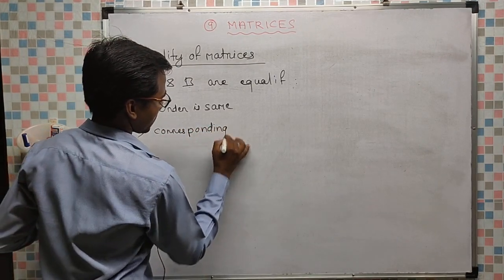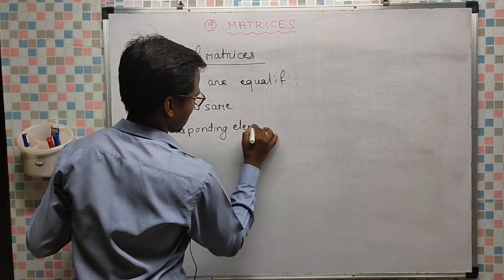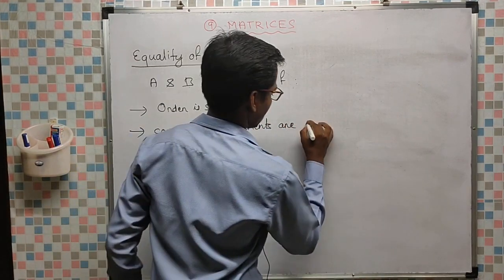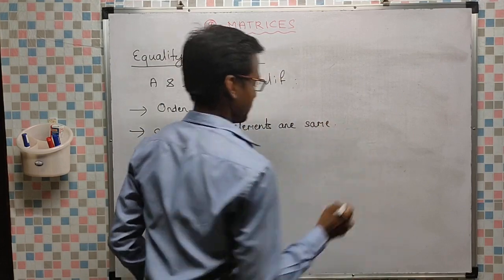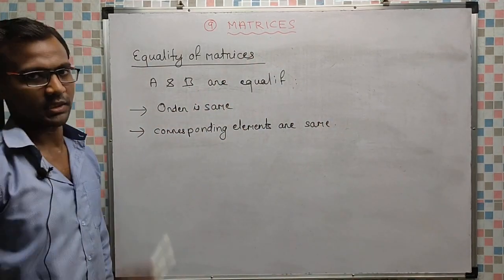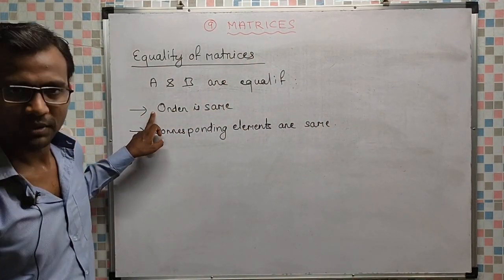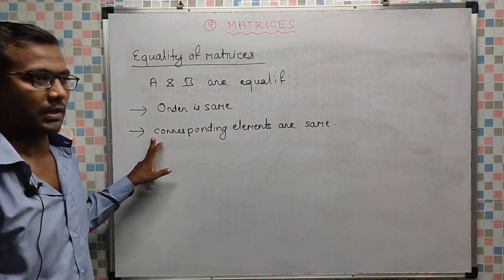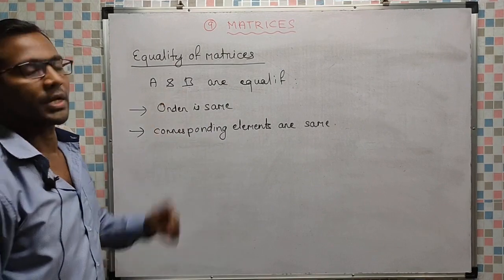The second condition to be satisfied is corresponding elements are same. Both the conditions have to be satisfied. Okay. The order should be same. Then, moreover, the corresponding elements should also be same. Then only we can say that the two matrices are equal.